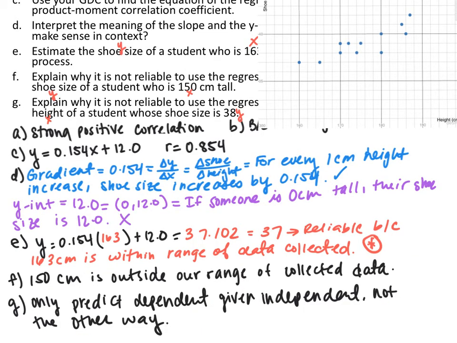So for part F, it's exactly what we just said. 150 centimeters is outside of our range of data that we collected, so it's unreliable. Our predictions are only reliable within the range of data that we collected. And then part G, we only predict dependent variables given independent variables, not the other way around. So you can never predict an x coordinate with a given y coordinate, only the other direction.